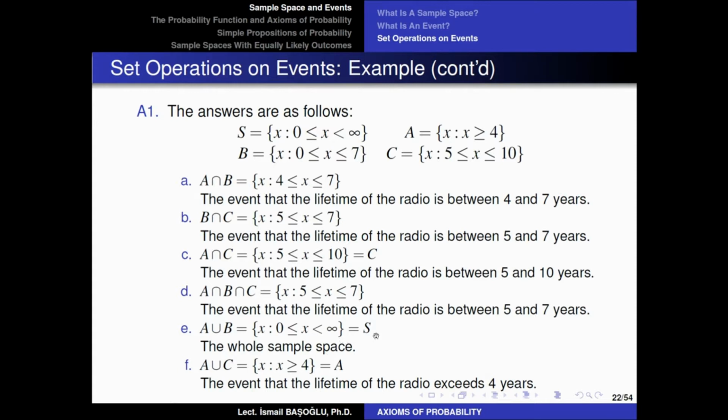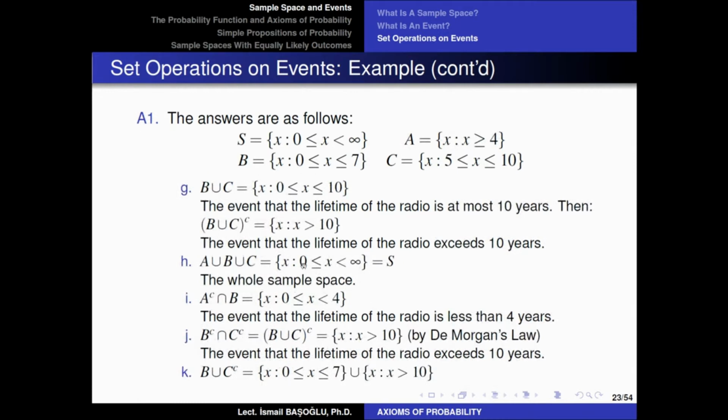So when you perform an experiment, because the outcome is going to be something in the sample space, the sample space is also an event because it is also a subset of itself. Sample space is also an event which always occurs. Now A union C. A is a ray starting from 4 until infinity, and C is a subset of A already. So A union C will be equal to A, the event that the lifetime of the radio exceeds 4 years.